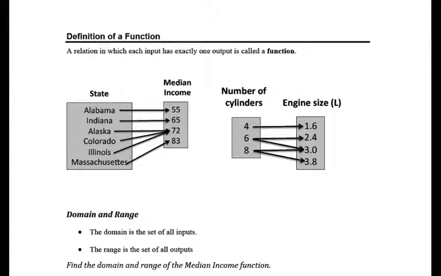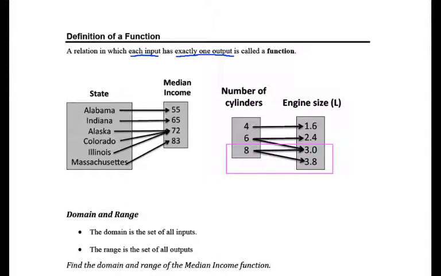In this case, we have two relations that are defined by diagrams. Each arrow represents an ordered pair. If in the relation each input has exactly one output, then we call that relation a function. So it's easiest to understand by first looking at an example of an input that does not have exactly one output, for which we will look at number of cylinders.